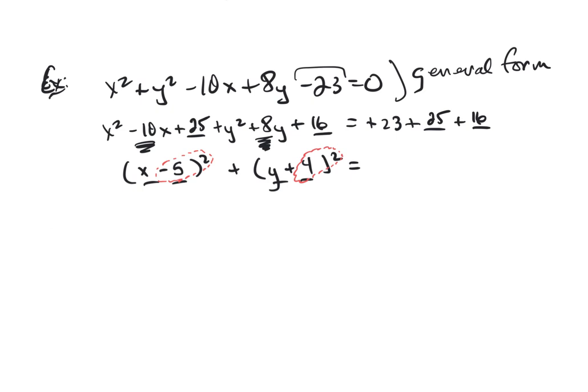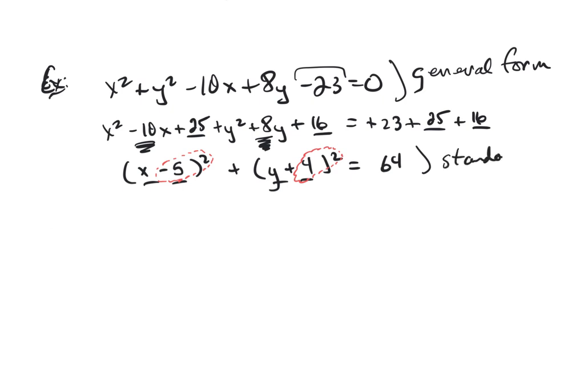So we've completed the square for the x's, we've completed the square for the y's, and now we just have 3 numbers to add together on the right-hand side. So 23, 25, and 16 is what? 48, 58, 64, I think that is. And now we've changed to standard form.